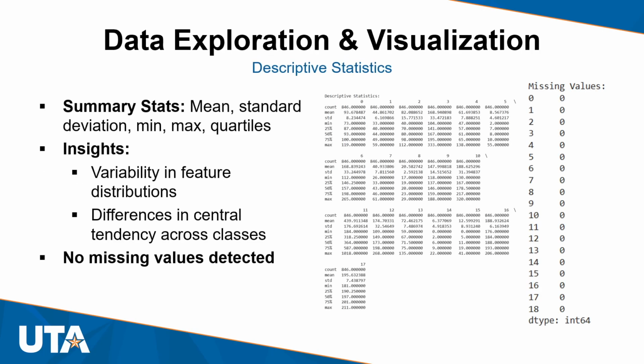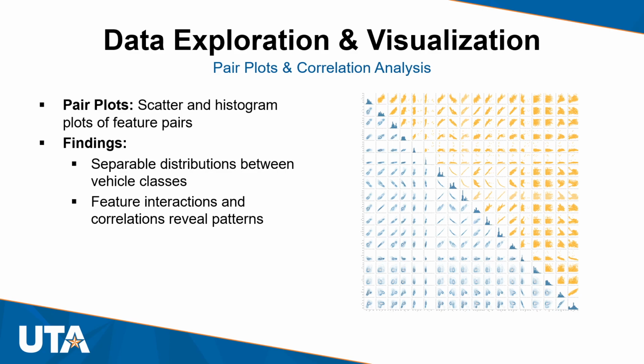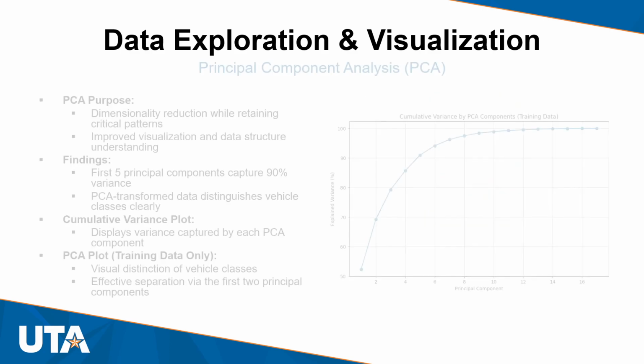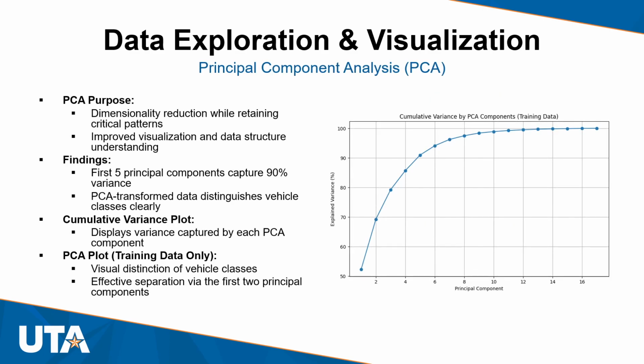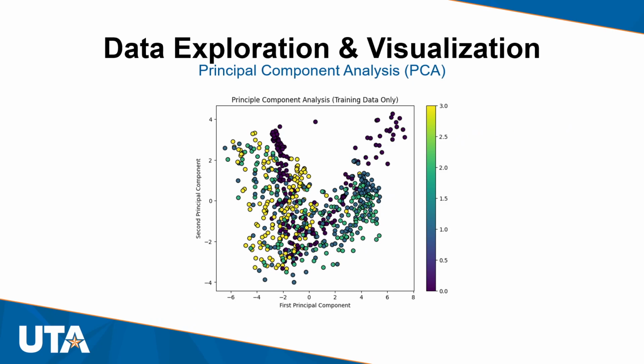We used descriptive statistics to analyze feature distribution, variability, and ensure data consistency. There were no missing values detected. Pair plots and correlation analysis helped us uncover relationships between features, while PCA reduced dimensionality. It also improved visualization and data structure understanding. Here's the PCA plot.